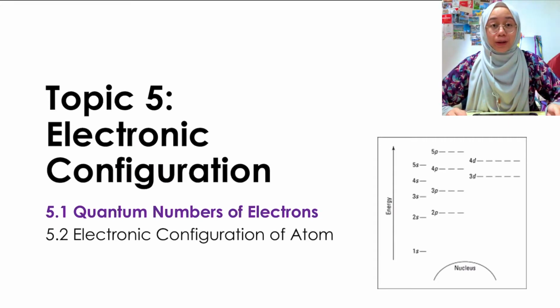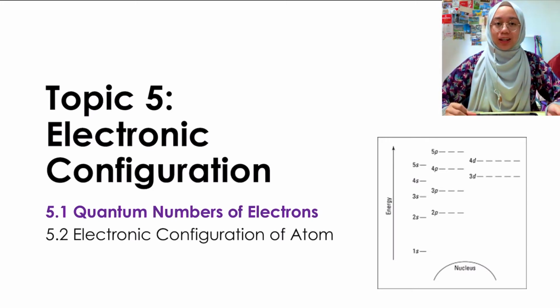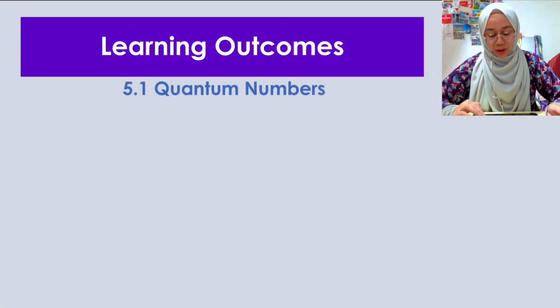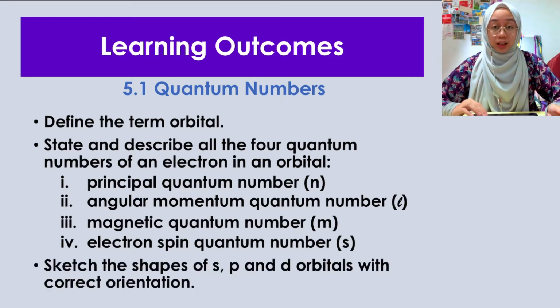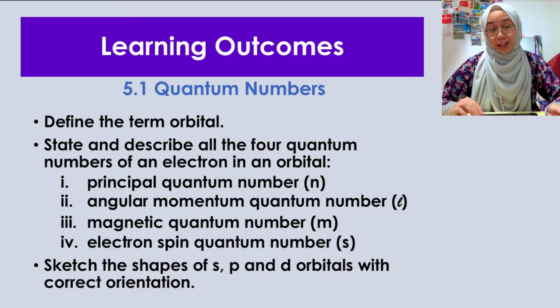So today we are going into the second part of the 5.1 quantum numbers of electron. Okay, so let's have a look at the learning outcome for today. So for today we are going to cover the very last part of 5.1, which is sketching the shapes of s, p and d orbitals with the correct orientation.